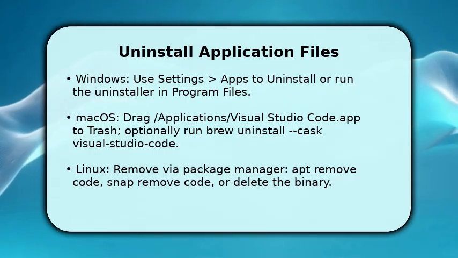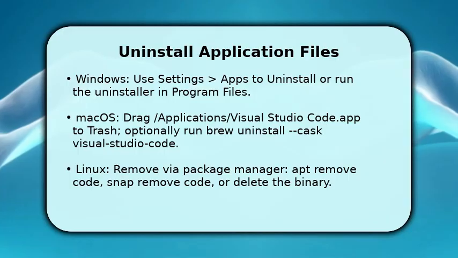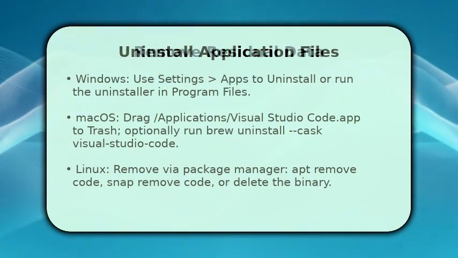After main removal, do not empty trash yet if you plan to recover anything. Finish by removing leftover configuration, extensions, and caches from your user profile directories. For Windows, delete %appdata%\Code and %userprofile%\.vscode. On macOS, remove ~/Library/Application Support/Code and ~/.vscode. On Linux, remove ~/.config/Code. Once those folders are gone, reboot to clear locked files and confirm no VS Code processes remain.